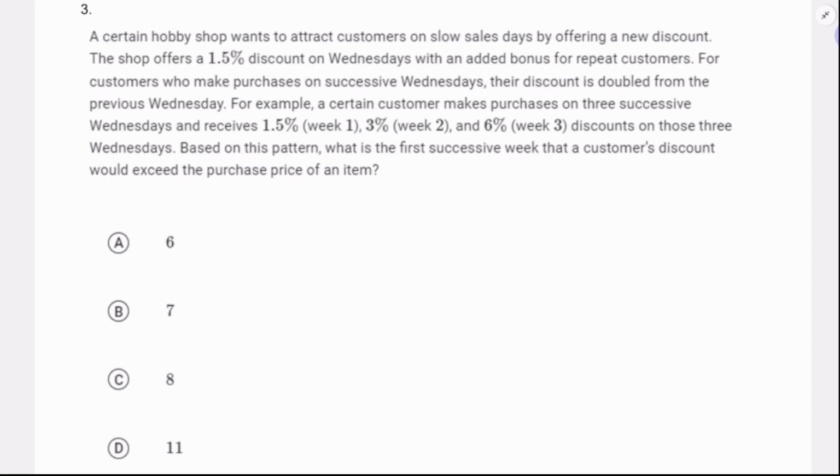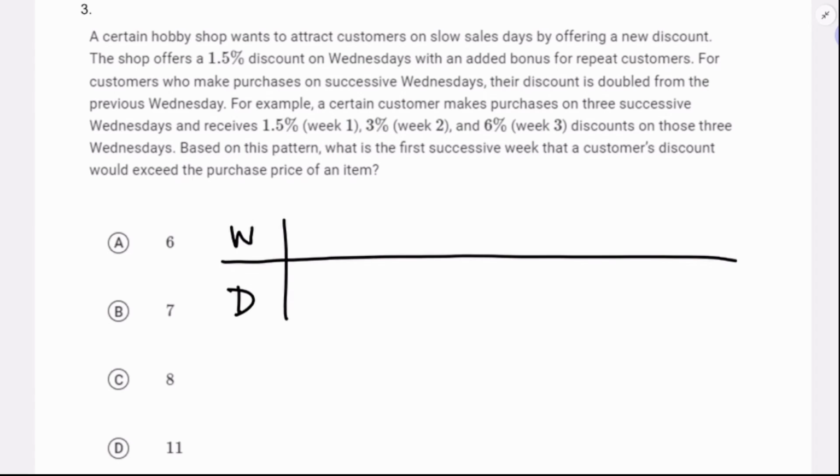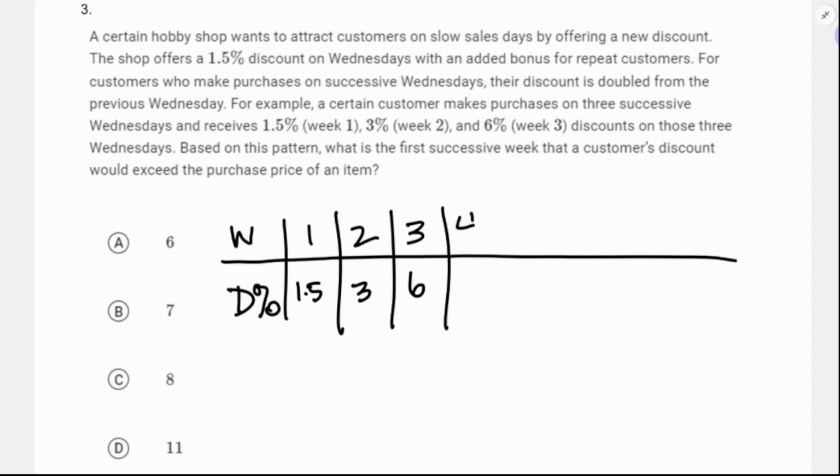And I don't know what else to do here besides just make a table. I'm sure there is probably a better way. I'm just going to say week and discount, right? So week 1 was 1.5%. And I think I'm just going to measure that in percents. Week 2 was 3. Week 3 was 6. And we're just going to keep doubling.